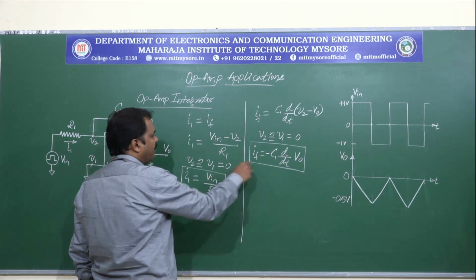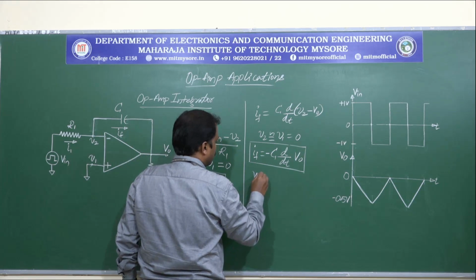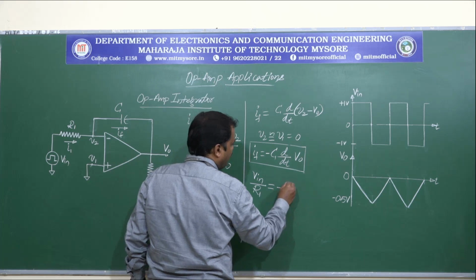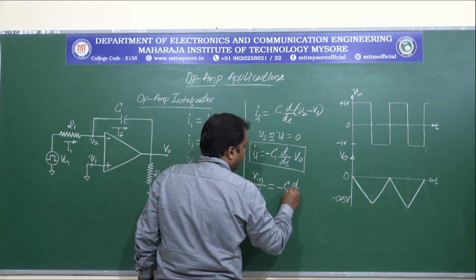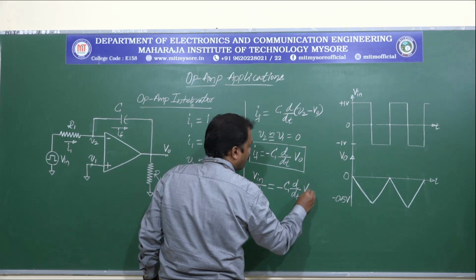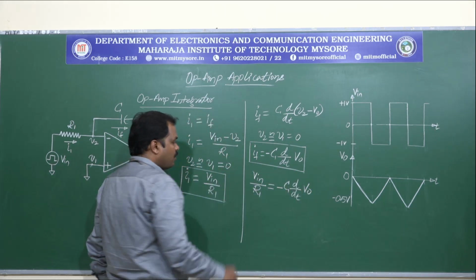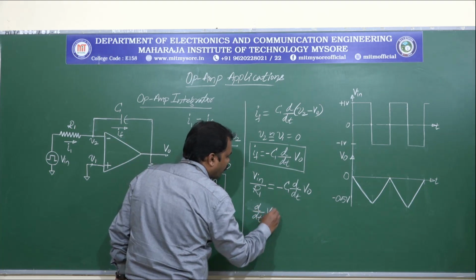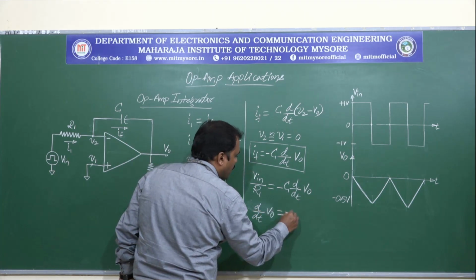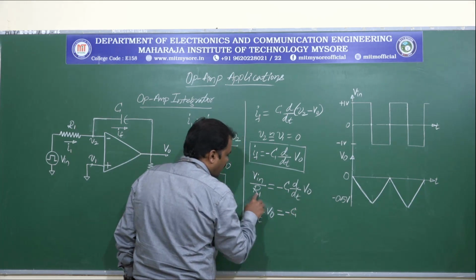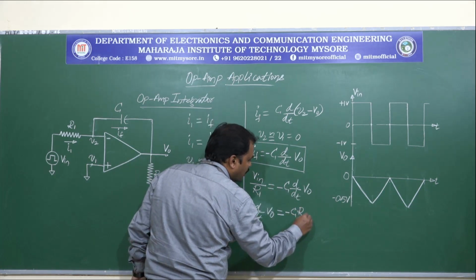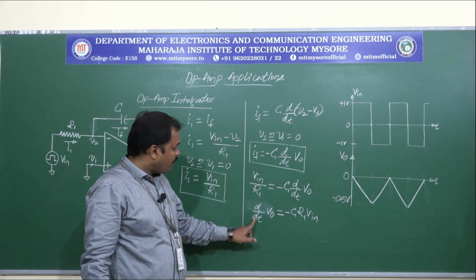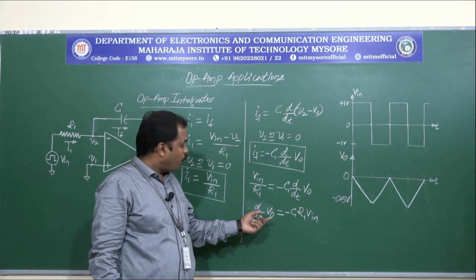Now let us equate I1 and IF. So this is going to be Vin by R1, which is equal to minus C into d by dt of V naught. So now d by dt of V naught is equal to minus Vin by (C into R1). So now what we have is d by dt of V naught, and what we need is V naught.